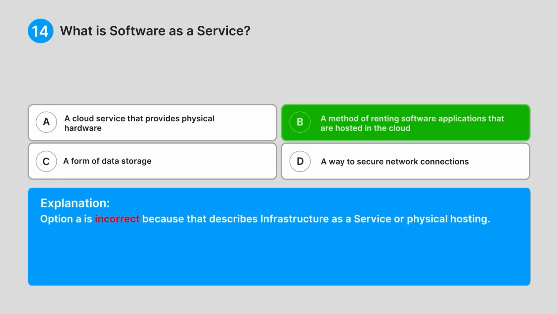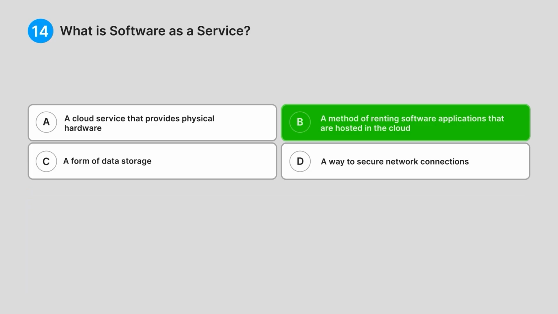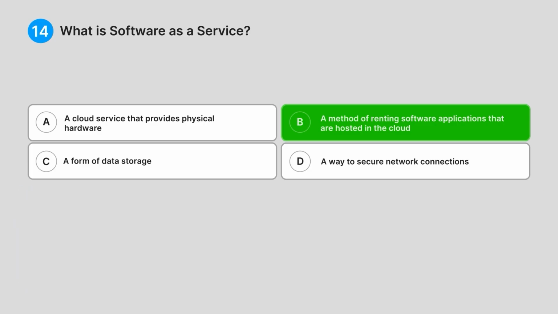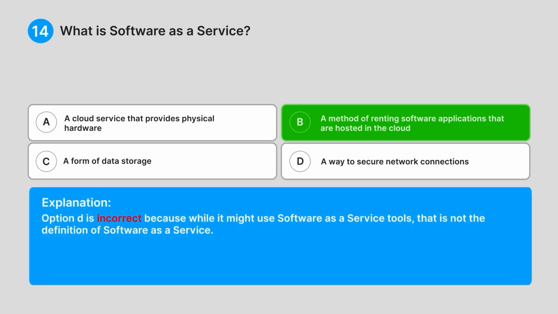Option A is incorrect because that describes infrastructure as a service or physical hosting. Option C is incorrect because that refers to cloud storage. Option D is incorrect because while it might use software as a service tools, that is not the definition of software as a service.